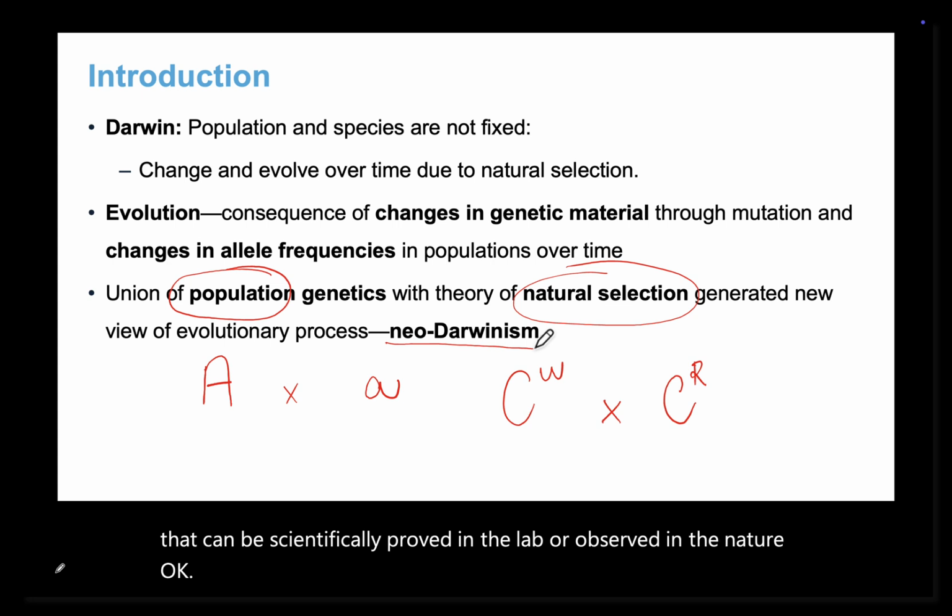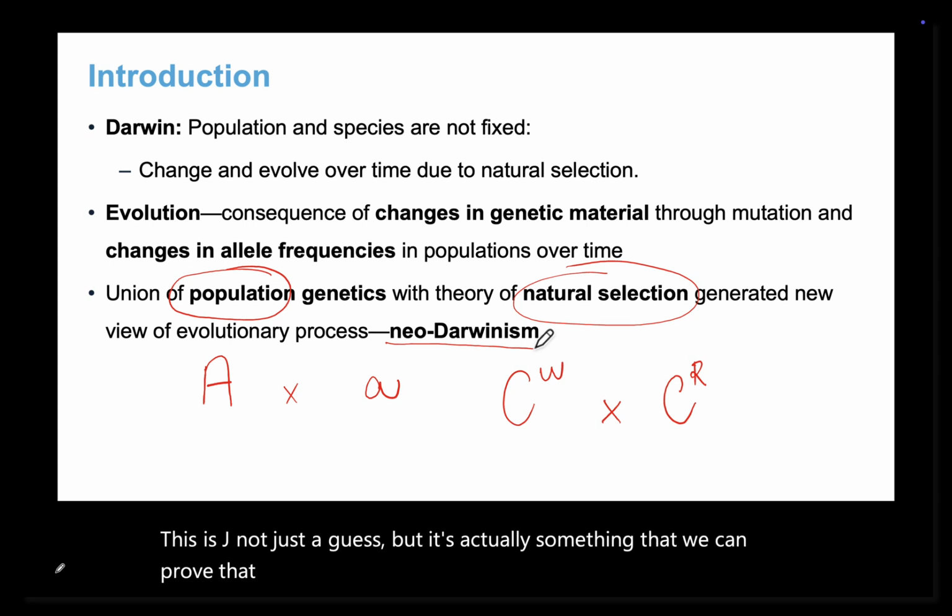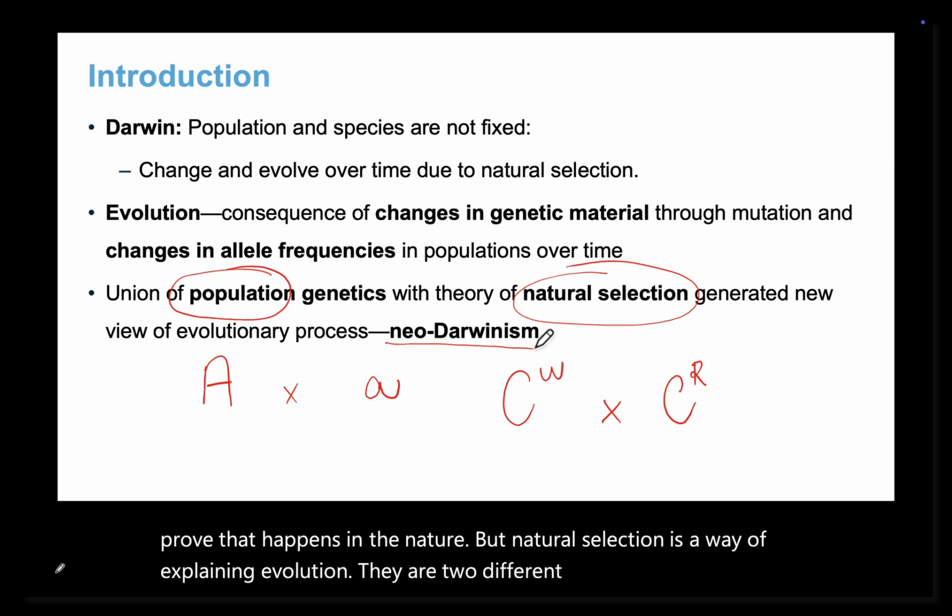Okay? This is not just a guess, but is actually something that we can prove that happens in nature. But natural selection is a way of explaining evolution. They are two different things, but they are correlated to each other.